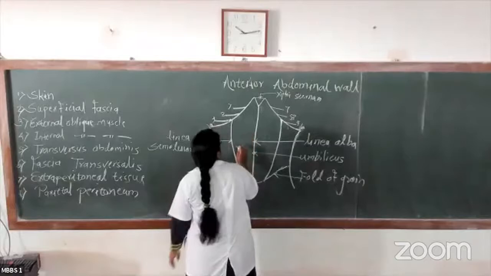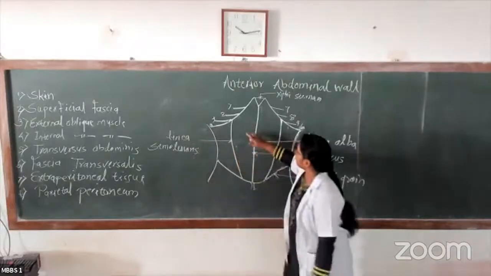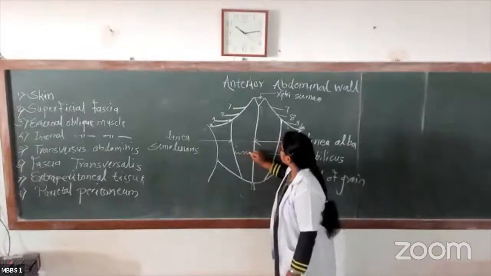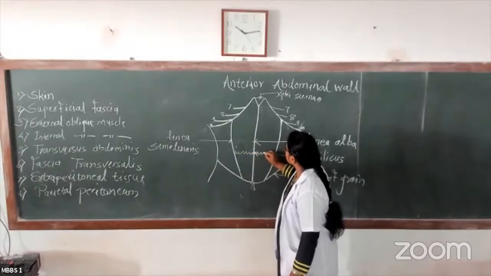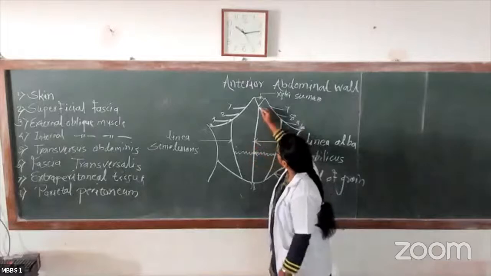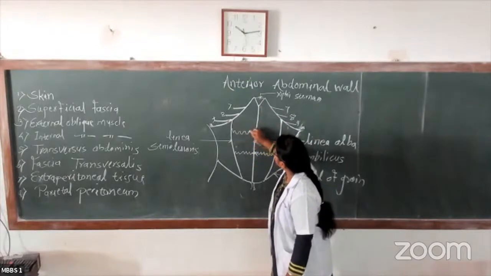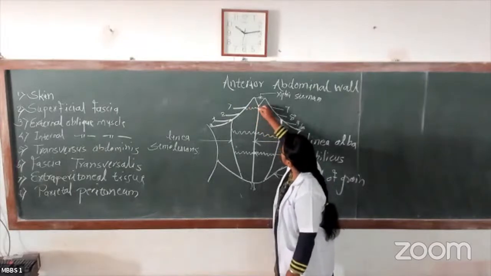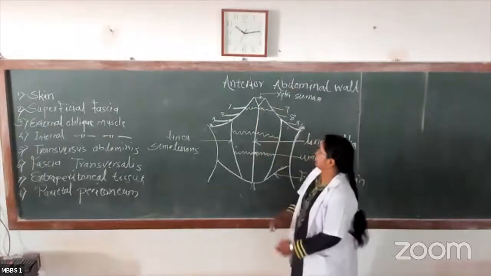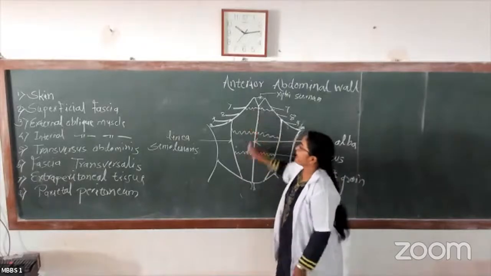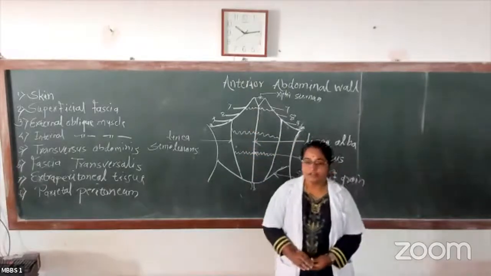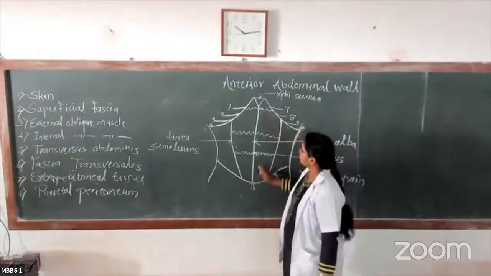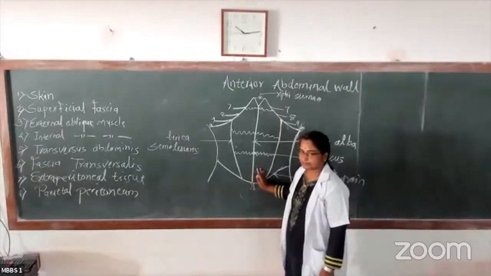Now, in some people, there may be presence of transverse lines. Two or three transverse lines are present. They are called linea transversae. Now, these transverse lines are produced due to the tendinous intersections of the rectus abdominis muscle.